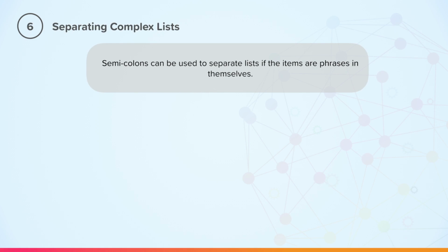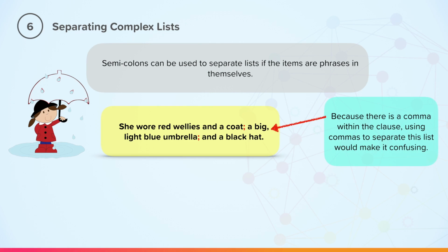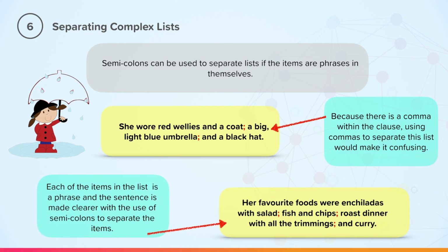Semicolons can be used to separate lists if the items are phrases in themselves. She wore red wellies and a coat; a big, light blue umbrella; and a black hat. Because there is a comma within the clause a big, light blue umbrella, using commas to separate this list would make it confusing. Her favourite foods were enchiladas with salads; fish and chips; roast dinner with all the trimmings; and curry. Each of the items in this list is a phrase, and the sentence is made clearer with the use of semicolons to separate the items.